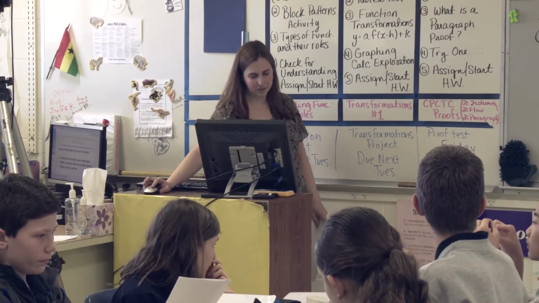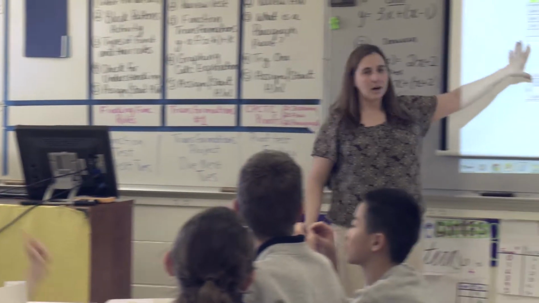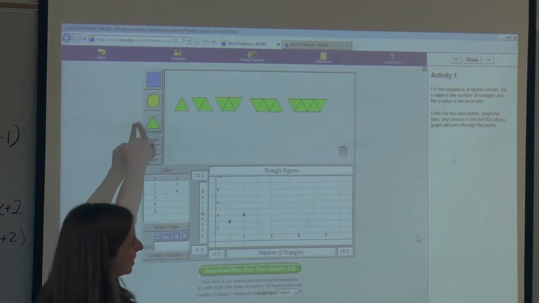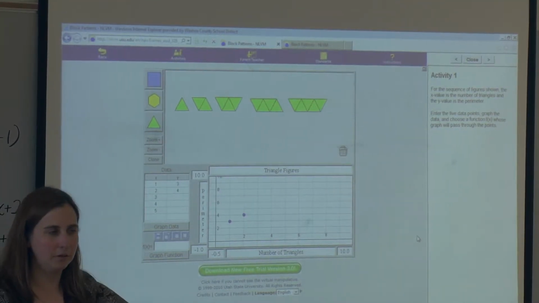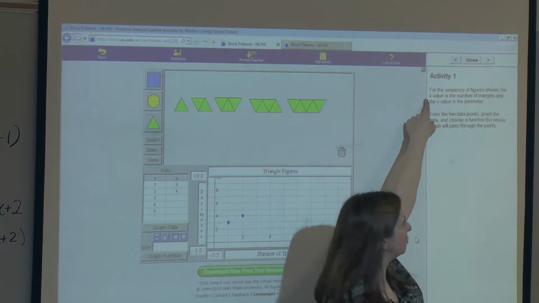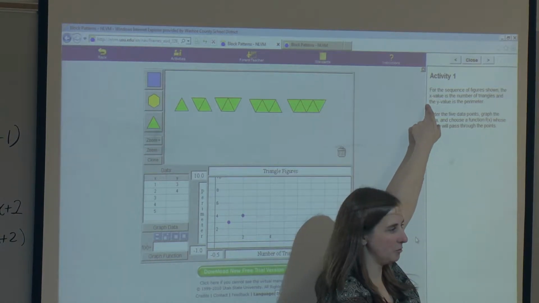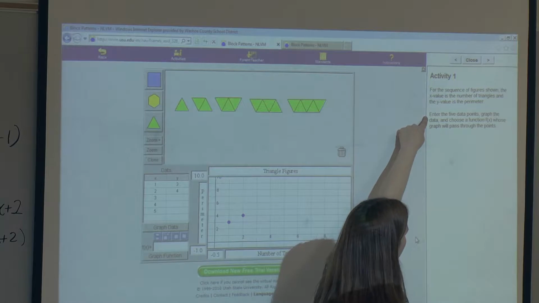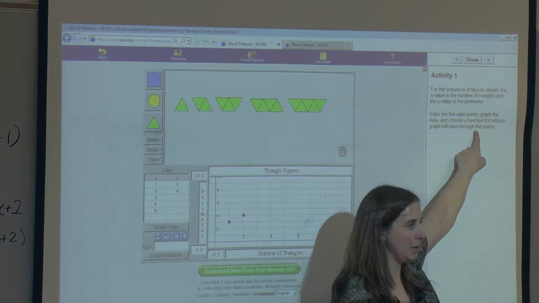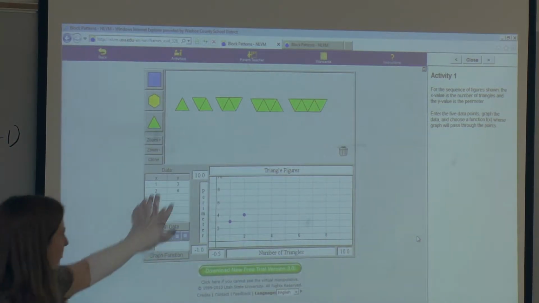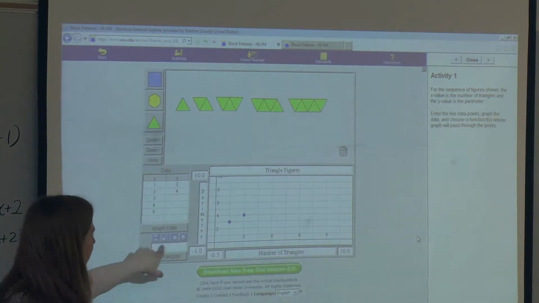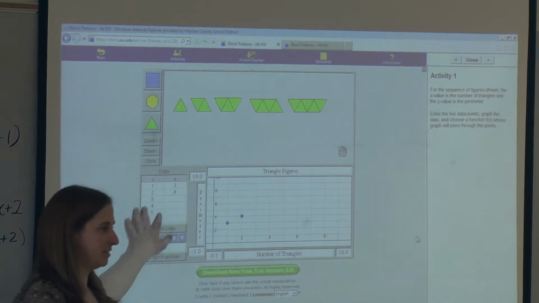And I'm going to bring it up through here just so we have this. Okay, here's a tile pattern. And what the directions say for activity 1, and we're going to complete this activity right here in this first row: for the sequence of figures shown, the x value is the number of triangles, the y value is a perimeter. Enter the 5 data points, graph the data, choose the function f of x whose graph will pass through those points. What we're trying to do is look at it through a table and then the scatter plot, and then come up with a rule that goes through that scatter plot and matches that table.